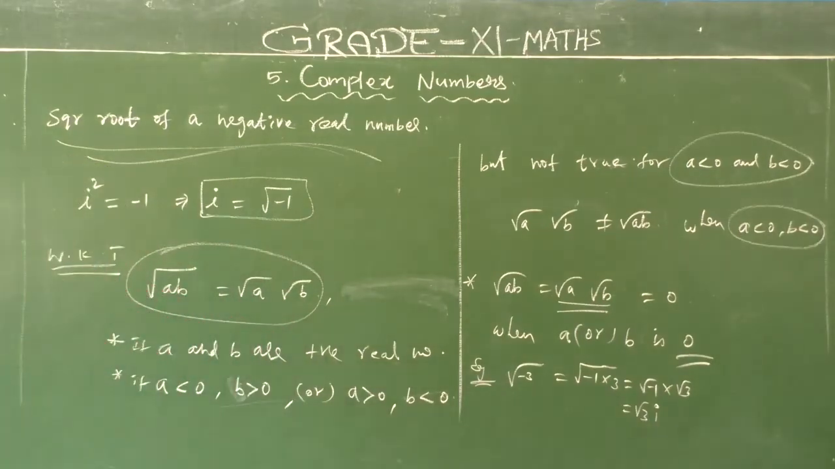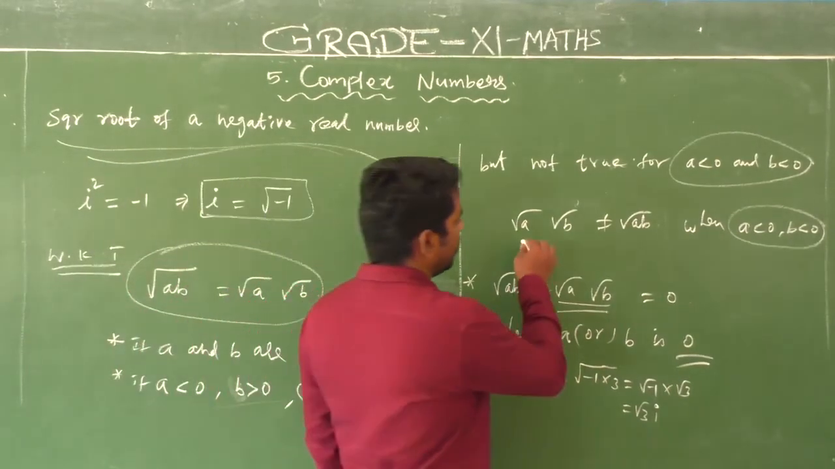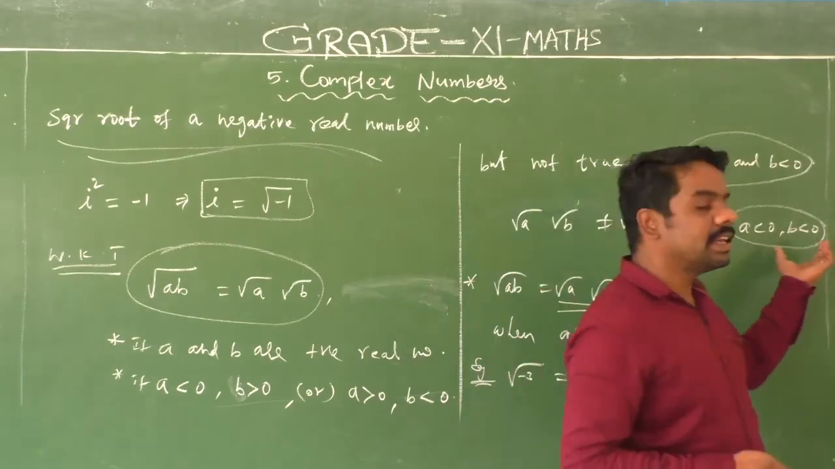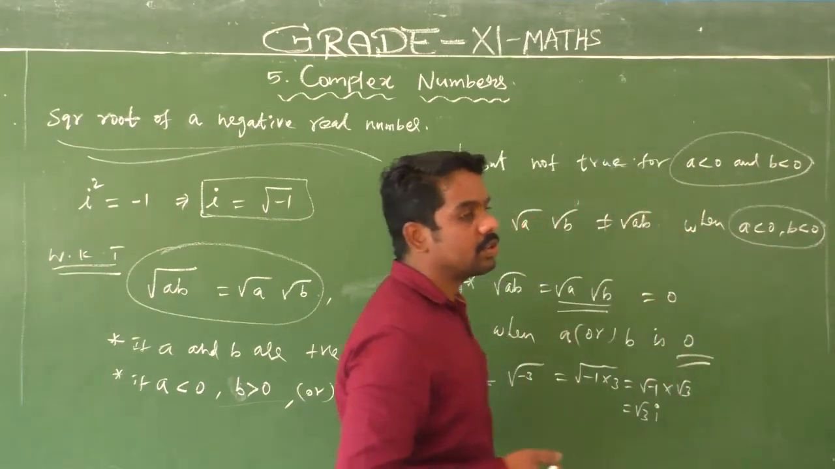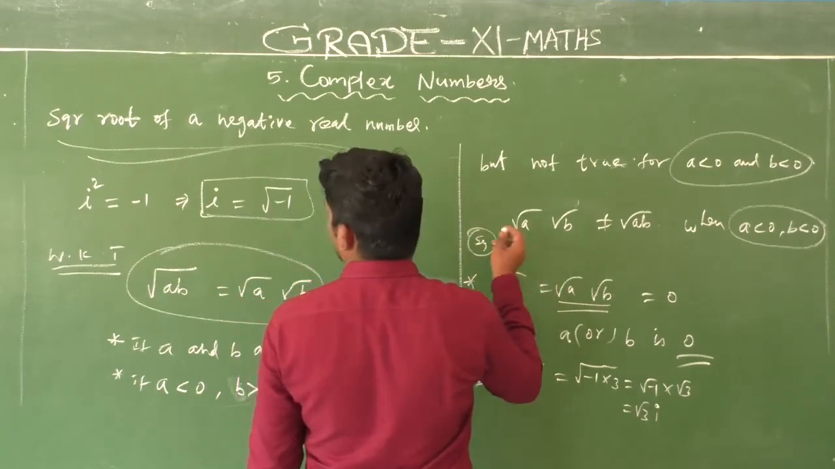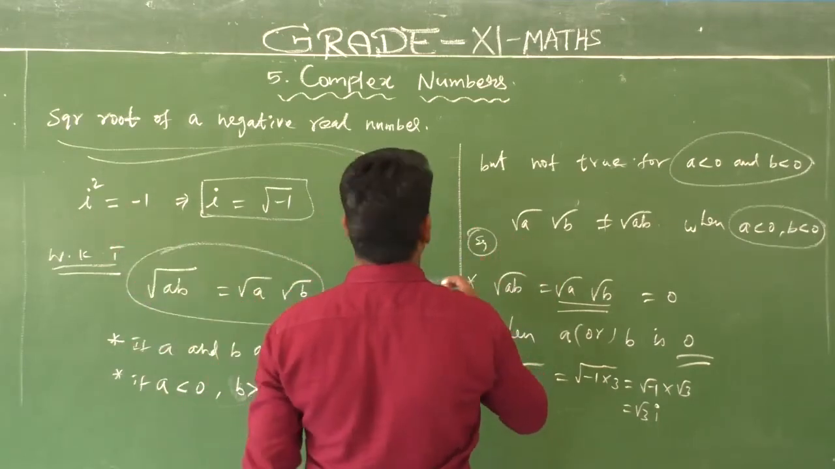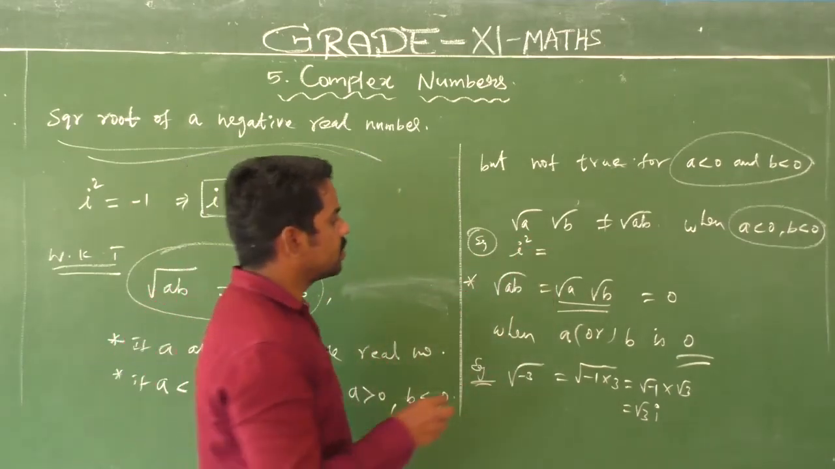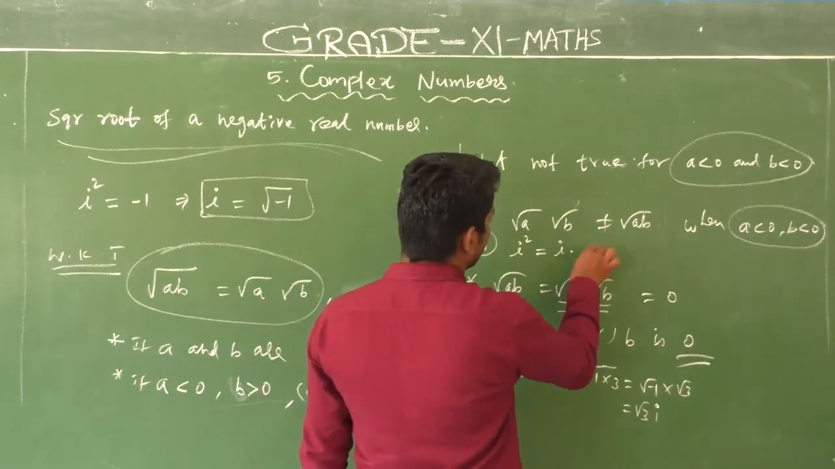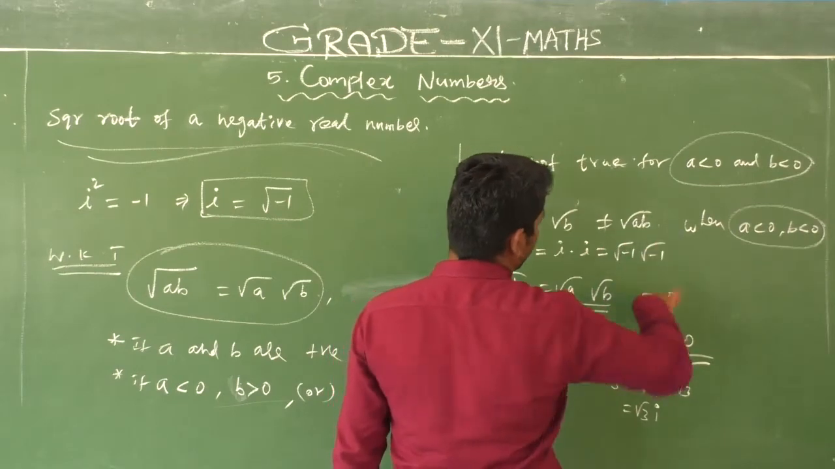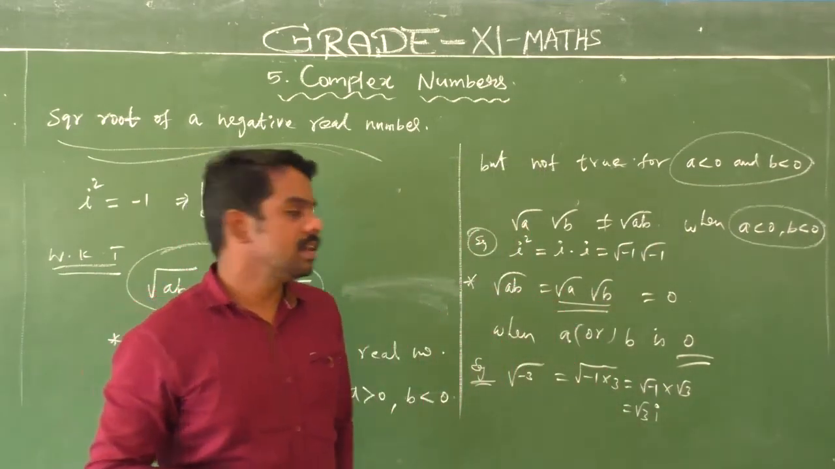Next, one more example of root A into root B not equal to root of AB, when A is less than 0 and B is less than 0, that is, both are negative. Example: you know i squared value is minus 1. This i squared is written as i into i, whose value is root of minus 1 into root of minus 1.